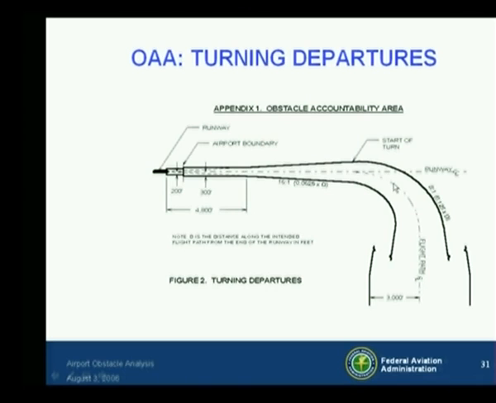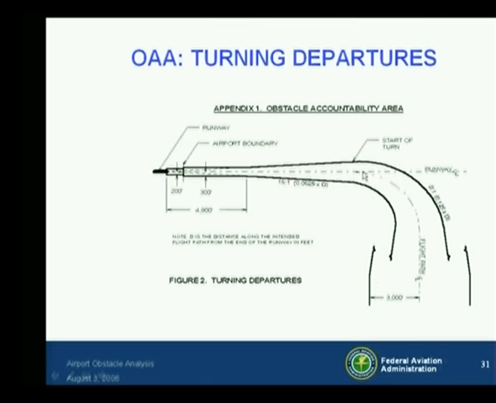Thereafter, in turning segments, the width of the OAA increases by this 0.125D distance. D is the distance along the intended flight path from the beginning of the first turning segment in feet, except when limited by the following maximum width, which is 3,000 feet on either side of the intended track. And remember, the previous straight-out departure only went to 2,000 feet.